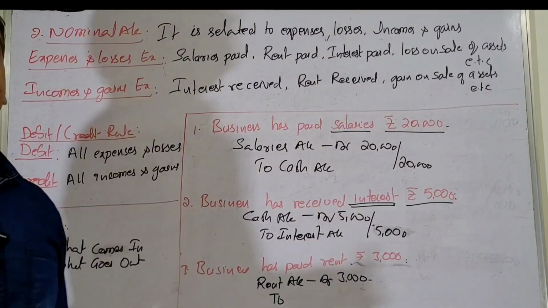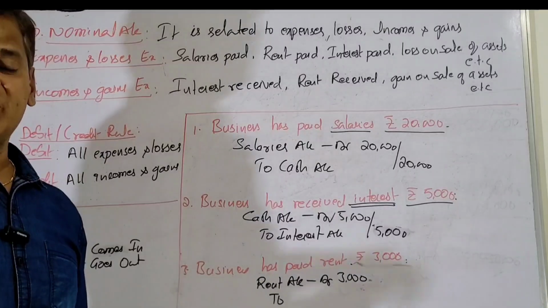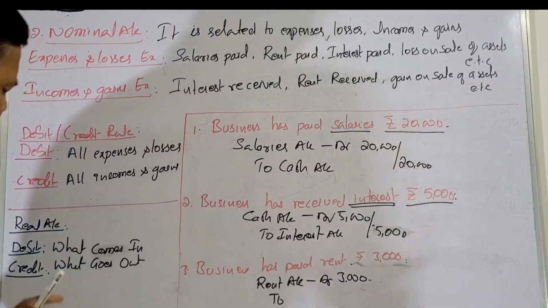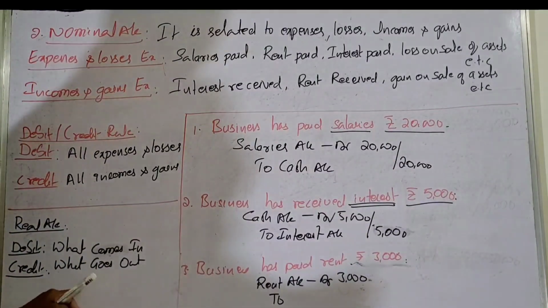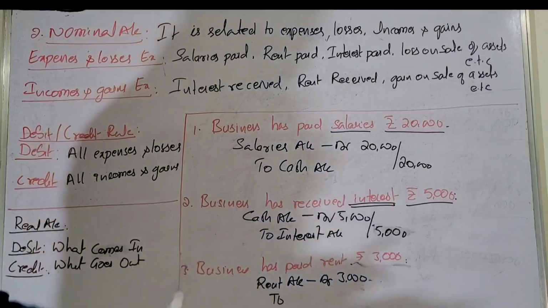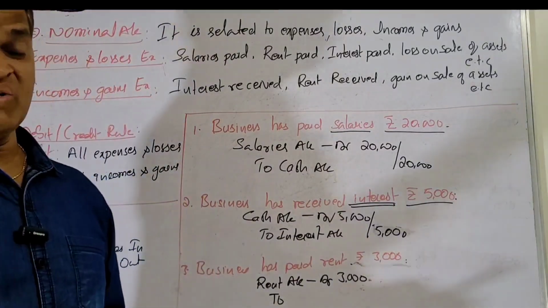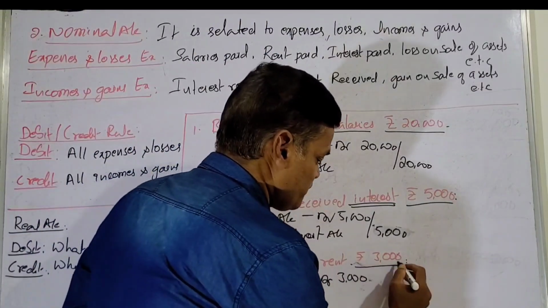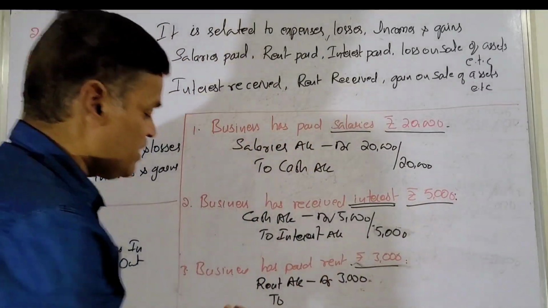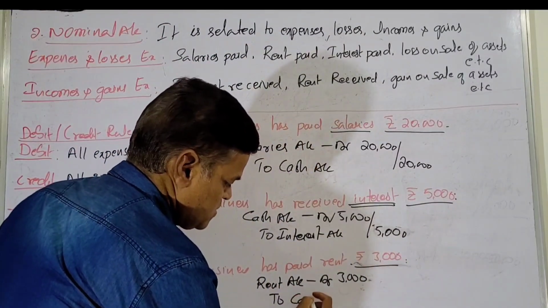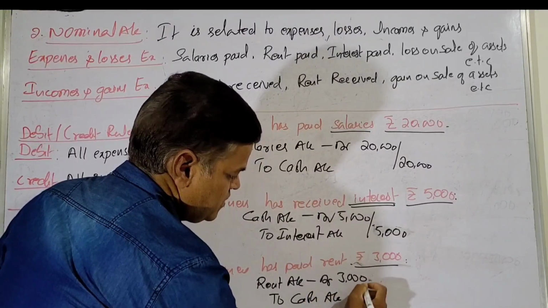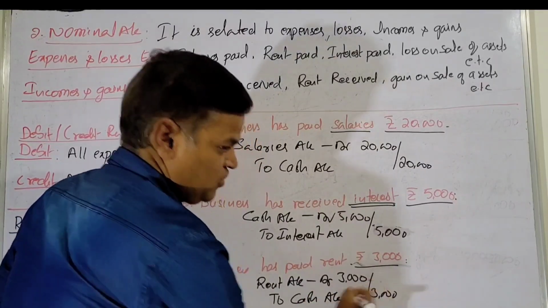Next, we have to write credit. If you want to write credit, first what do we have to do? We have to check according to real account. According to real account, when we credit, what goes out? In this, is there any asset which is going out from the business? Yes, cash is going out from the business, right? Hence we can write cash account rupees 3,000.